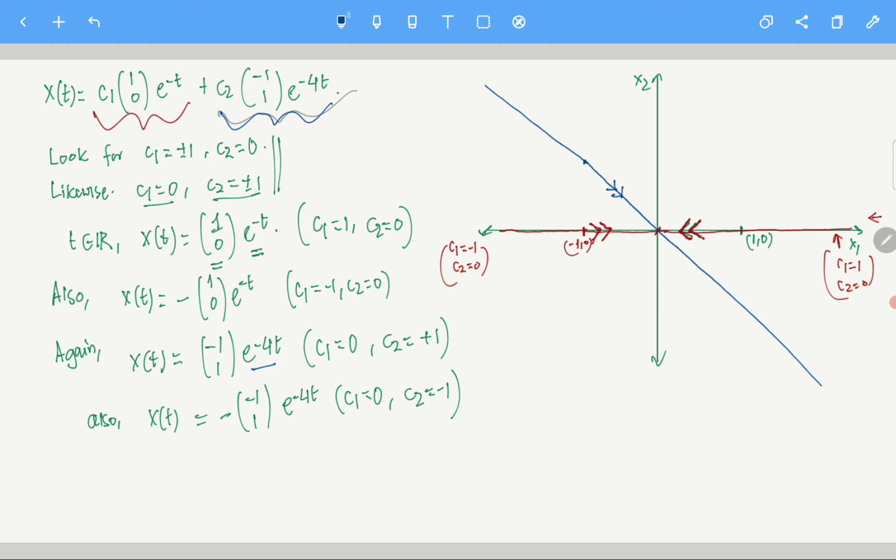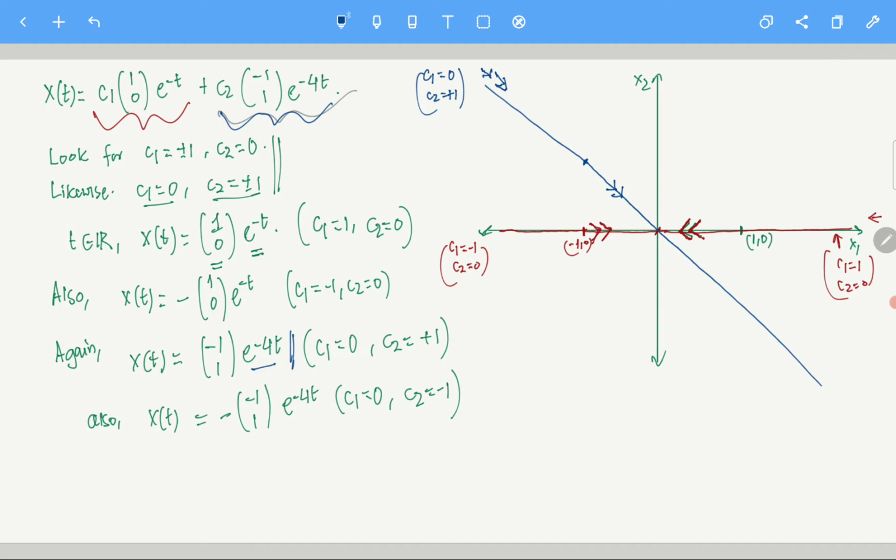So t equals 0 here, minus infinity is coming somewhere from here, right? So this is corresponding to C1 equals 0, C2 equals plus 1. I hope this is clear. From minus infinity it is coming from here, and when it reaches t equals 0, it is here, and as t goes towards infinity, it goes towards the origin, right? Because of the minus 4t.